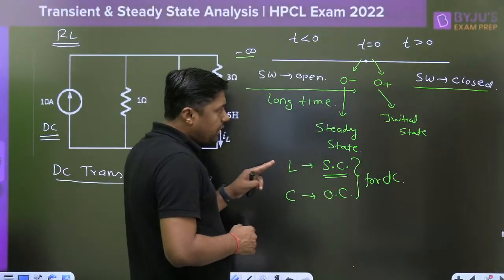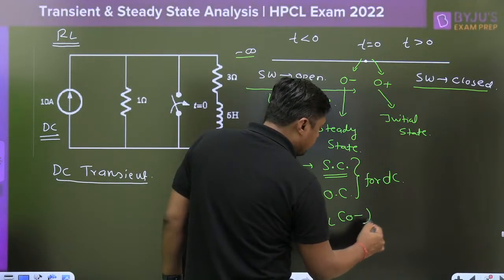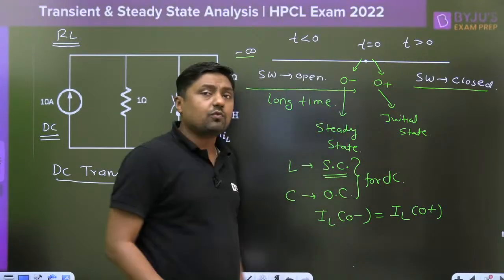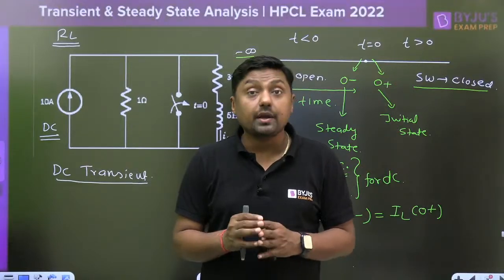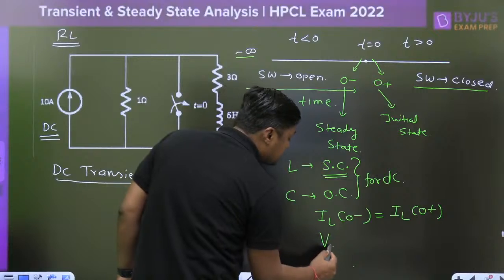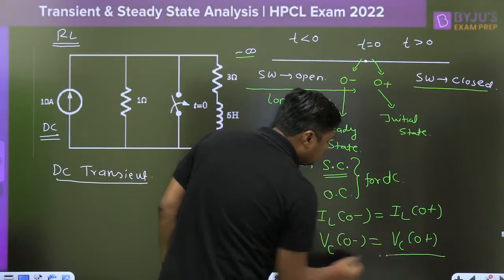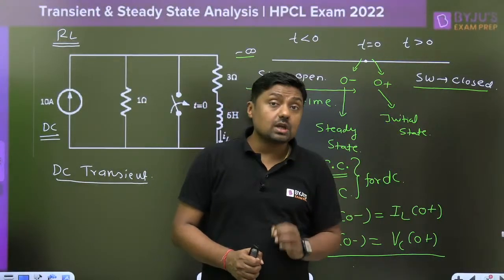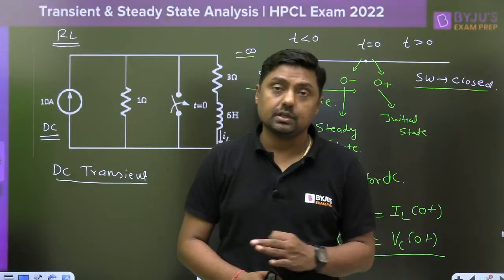So at this point, if we are calculating the current, IL(0 negative) is equal to what? IL(0 positive). Means the current through the inductor will remain continuous. Continuous means there is no abrupt change in the current through the inductor. Similarly, there will be no abrupt change in the voltage across the capacitor: VC(0 negative) is equal to VC(0 positive). Okay, this is a complete idea about the transient and how to calculate the initial value of the current through the inductor and the initial voltage across the capacitor.